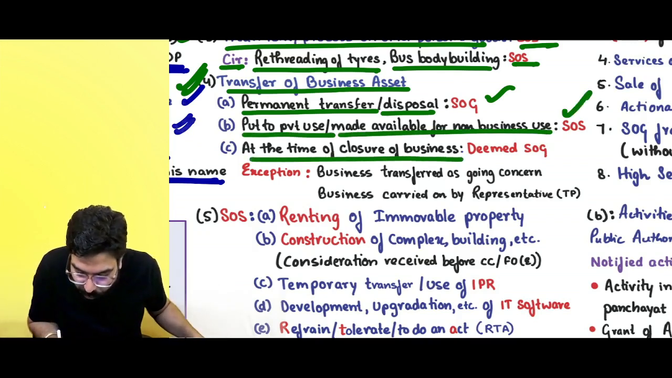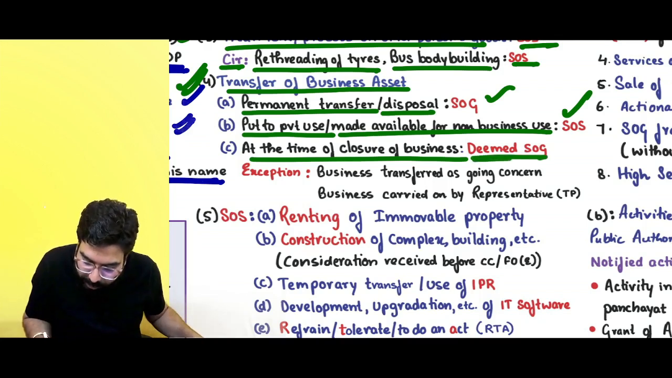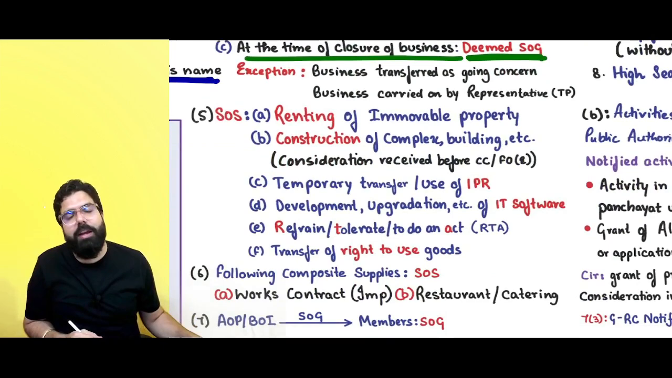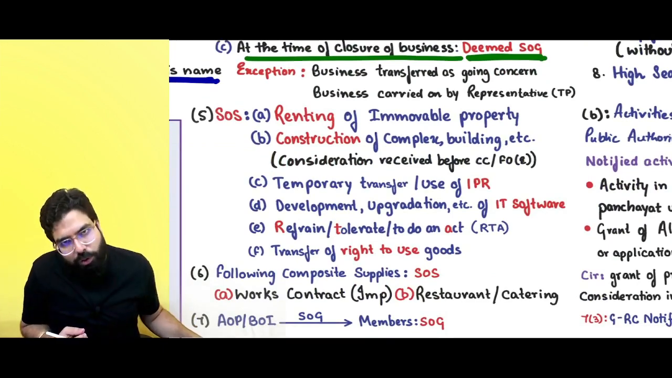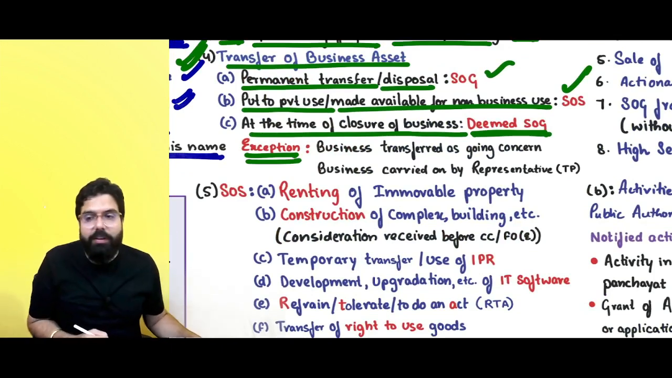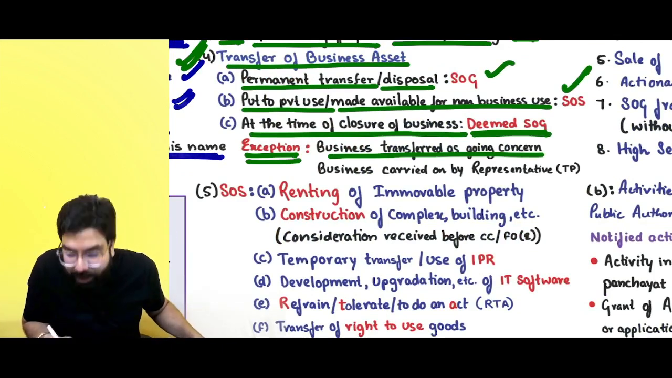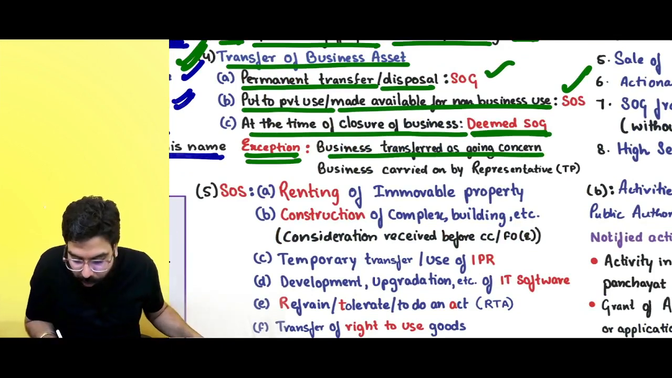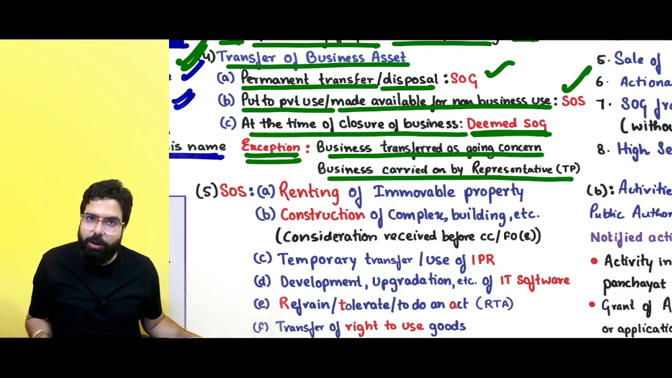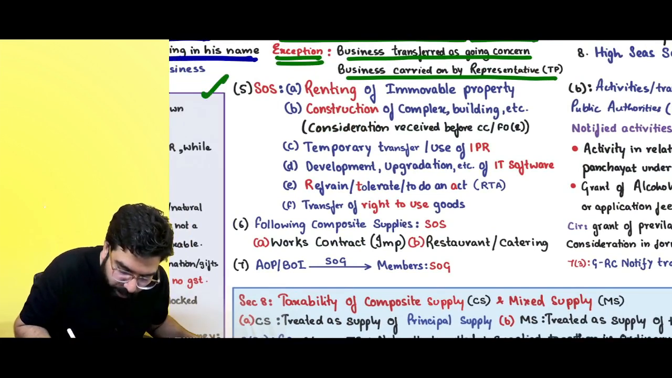At the time of closure of business, it shall always be deemed as supply of goods. At the time of closure of business, if you are taking the assets of your business home, it is always supply of goods. But there is an exception: if business is transferred as a going concern or transferred to a representative who shall be a taxable person, in that scenario it shall not be a supply of goods.